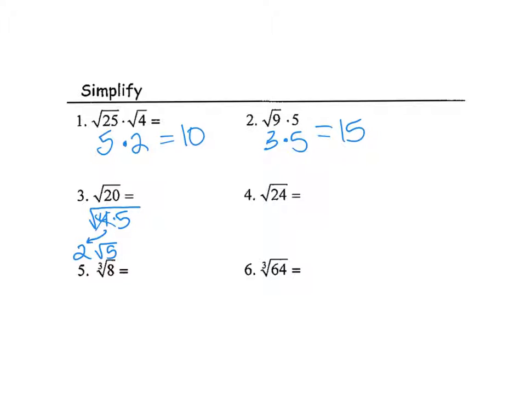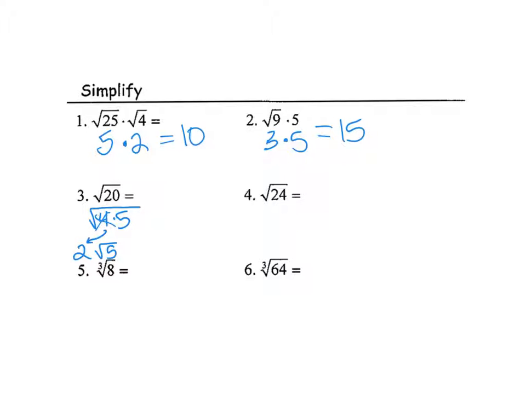2 times radical 5. If I got a calculator and I entered radical 5, it'd be something like 2.2. And then I multiplied it by this 2. I would get the same answer as if I put radical 20. We don't use calculators for radicals yet. You definitely will, though, in the future.